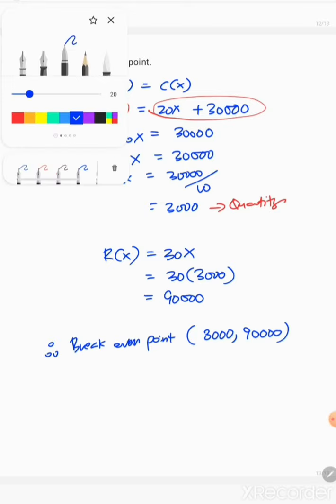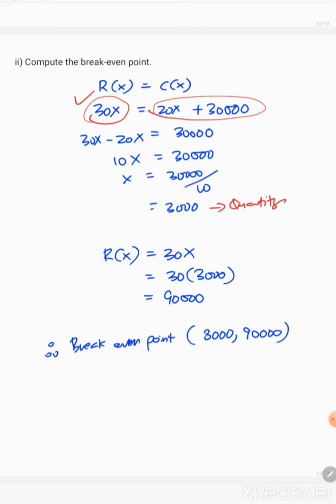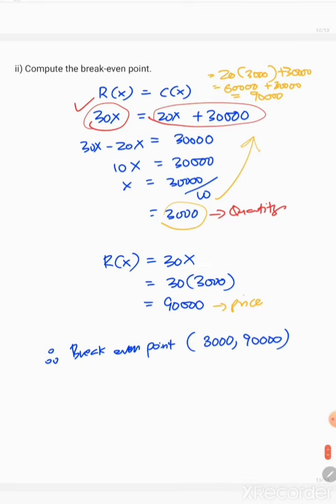And now I just want to test. For example, if I substitute 3,000 into this one, do we get the same answer as before? So we just substitute: 20x, 20 multiply by 3,000, plus 30,000. When 20 is multiplied by 3,000, we get here 60,000. So the answer is the same too. We get the value for the price. I hope you understand. This is how to find the break-even point.